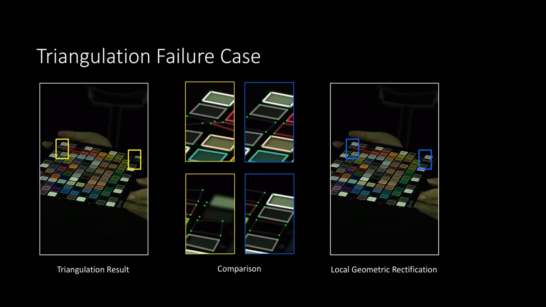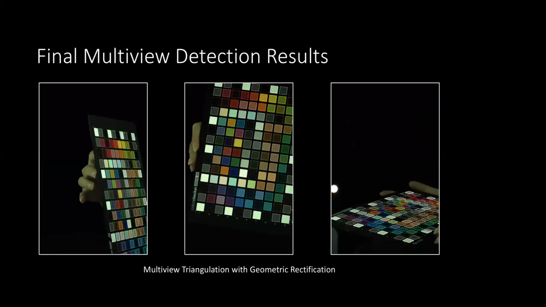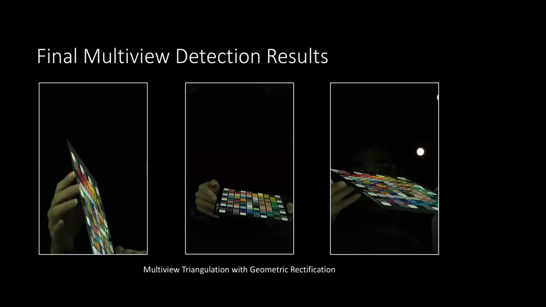So this can be easily addressed by using some local geometrical rectification. We can just slide a window within the color checker and approximate all the points within each window as a plane and solve a local PnP problem within it. Then we can do the rectification. So here is our final multiple view key point detection results. We can find it works really well, even for some very challenging viewpoint cases. If we zoom in, we can find it almost aligns perfectly with the ground truth.